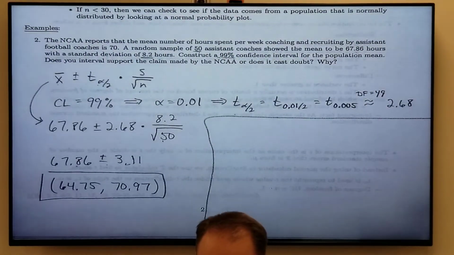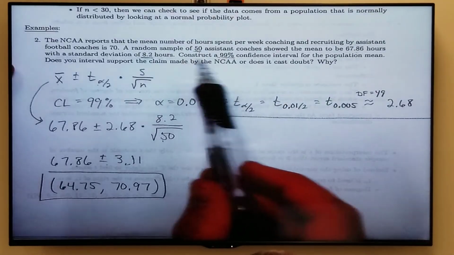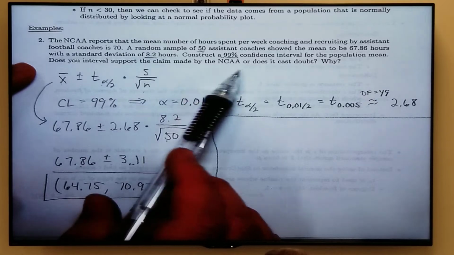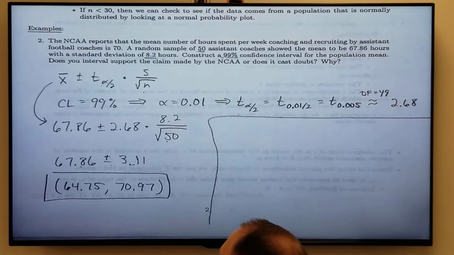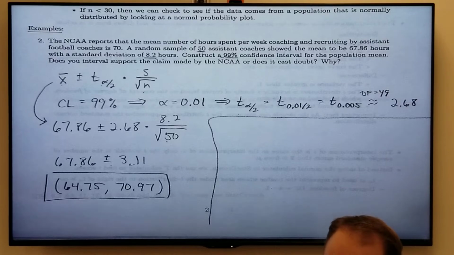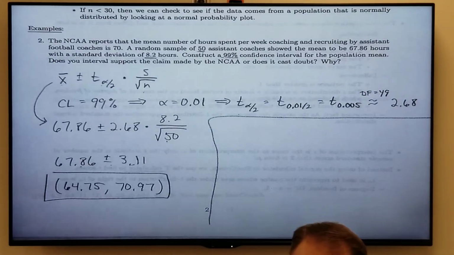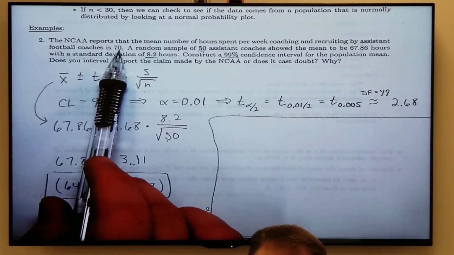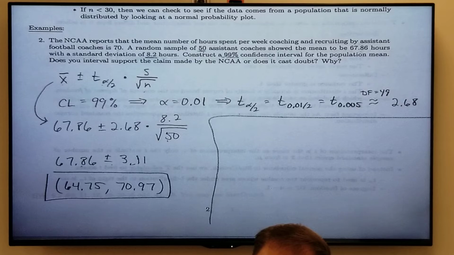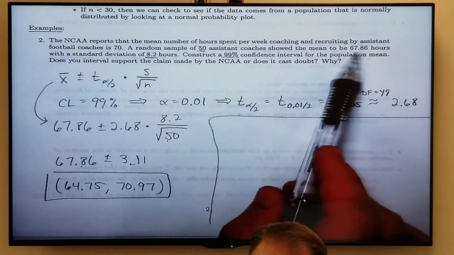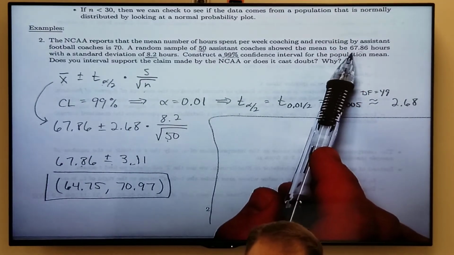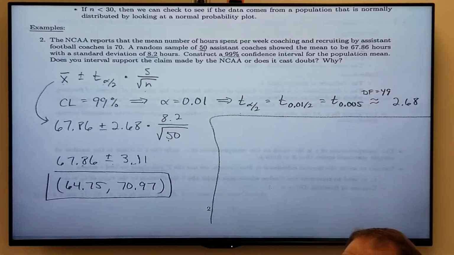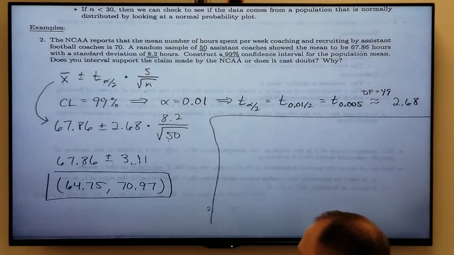All right, now we had a follow-up question, right? They asked us to construct the interval, and then they're asking us, does your interval support the claim by the NCAA, or does it cast doubt? Why? Well, what's the claim made by the NCAA, right? Their claim is that coaches spend 70 hours a week coaching. Our sample mean was a couple hours less than that. Is that enough to say that the NCAA is exaggerating, right?